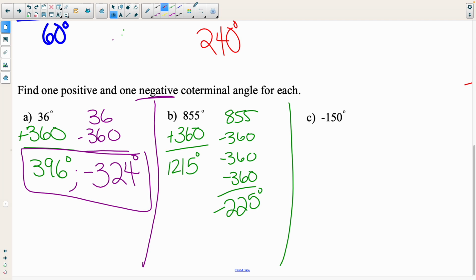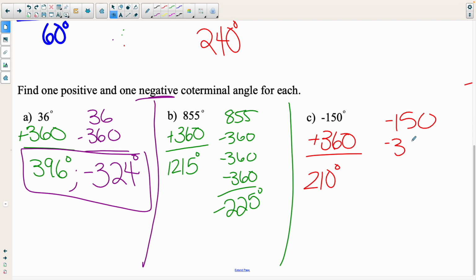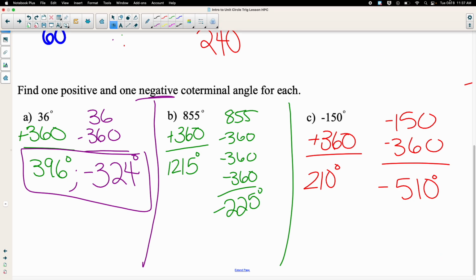Alright, and then last one here. Add to get my positive case. And then I'll subtract to get the negative case. So that's all coterminal angles are, right? Just adding and subtracting rotations. All right, that's it.